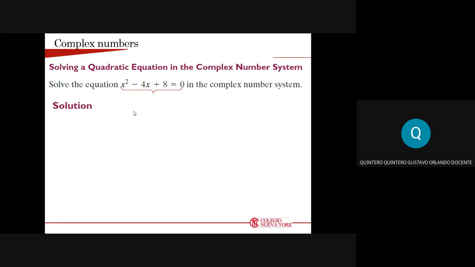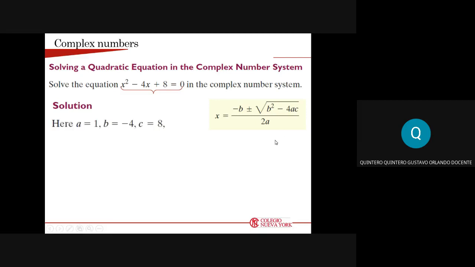Here it comes. Solution. Since this is a quadratic equation, we can use the quadratic formula. Hopefully you guys remember this from the last term. This b is the coefficient of x. This a is the coefficient of x squared. And the letter c is the constant term.